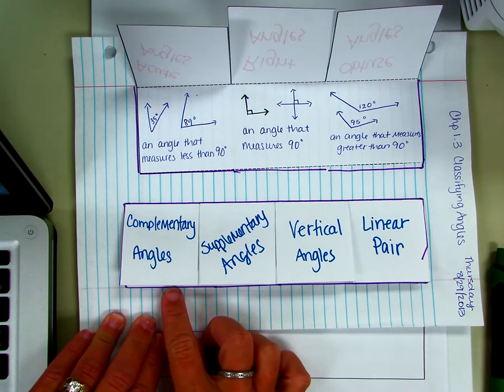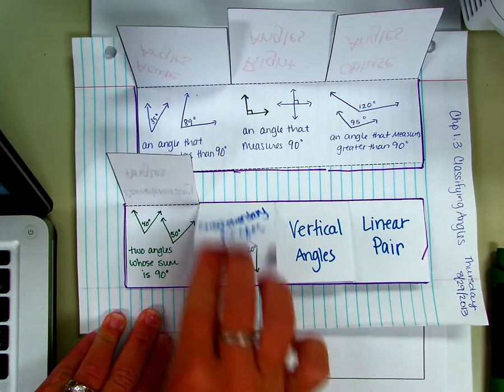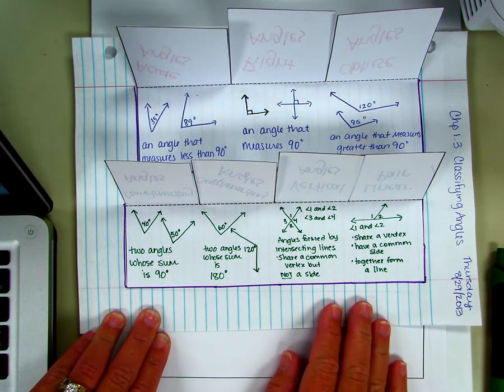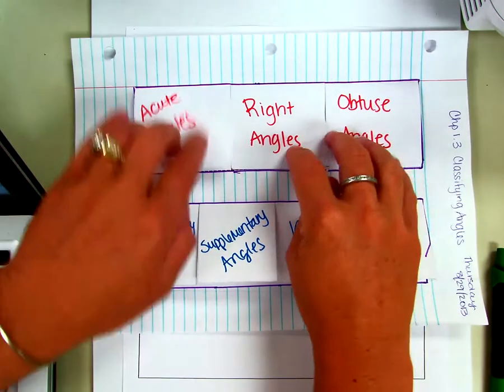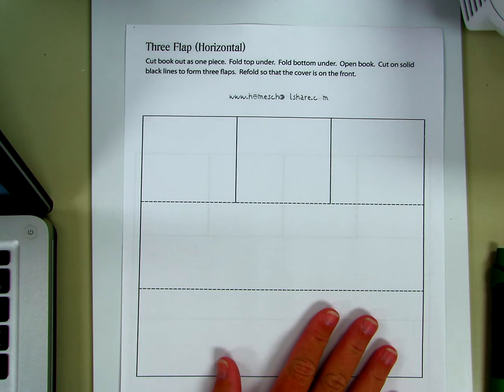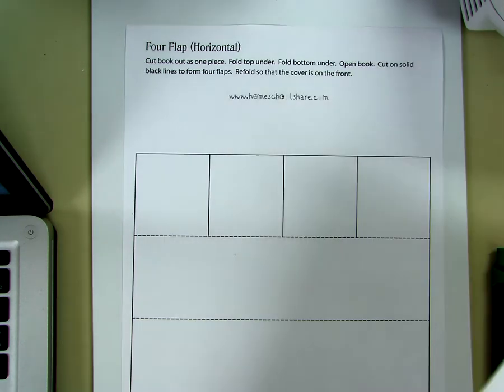We have complementary angles, supplementary angles, vertical angles, and a linear pair. And when I flip them up, there are all the descriptions below there. So that is the goal today. In order to do that, we have two cutouts. One is that 3-flap cutout for the top one, and then the other one is the 4-flap cutout.